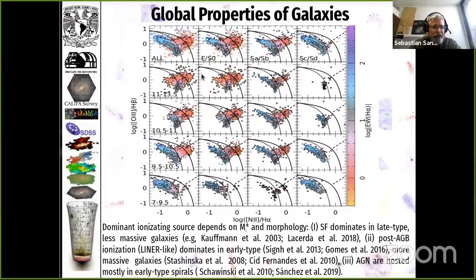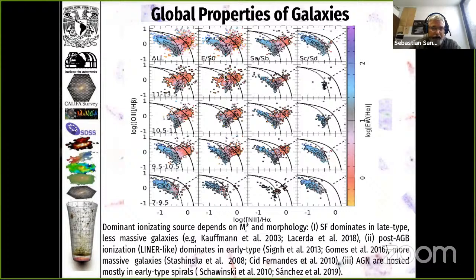And as you can see, there is a clear connection between the morphology and the mass of galaxies and the kind of ionization that is dominating here. The color code is the equivalent width of H alpha. So when you have star-forming galaxies like Sc, Sd galaxies, the ionization here is dominated by young stars in general, and they follow the classical track of HII regions. The equivalent width is high. On the contrary, for early type and more massive galaxies, you have a combination of different ionizations, and some of the ionizations you can see here correspond to low equivalent widths, and they are in the LINER-like region of the ionization.